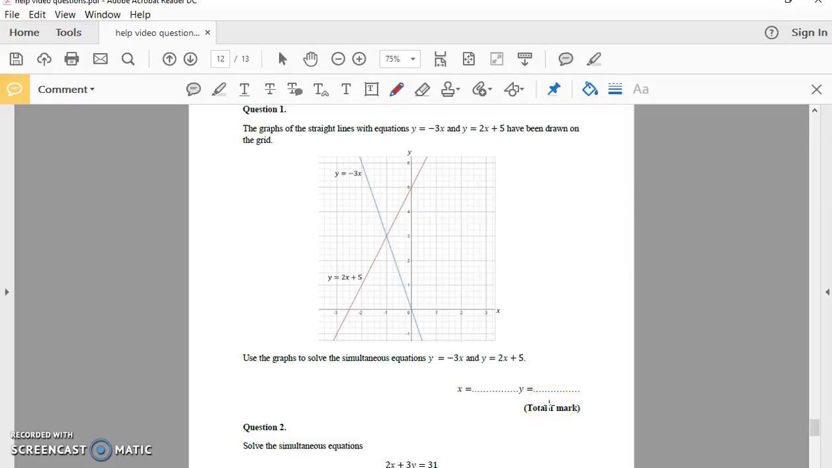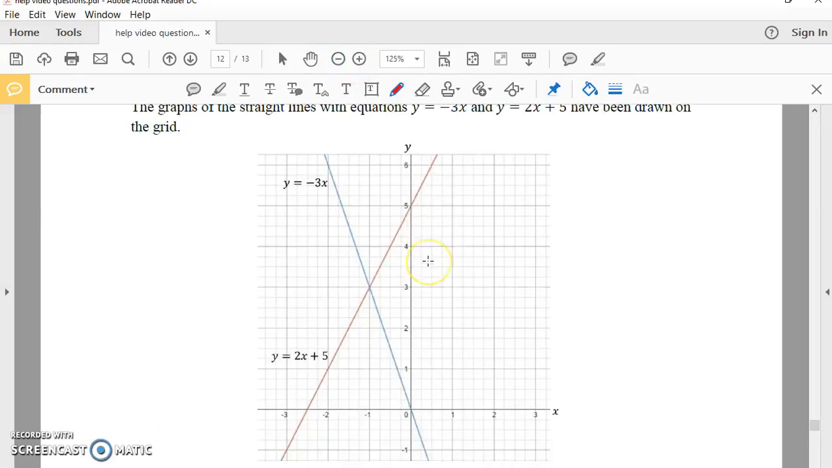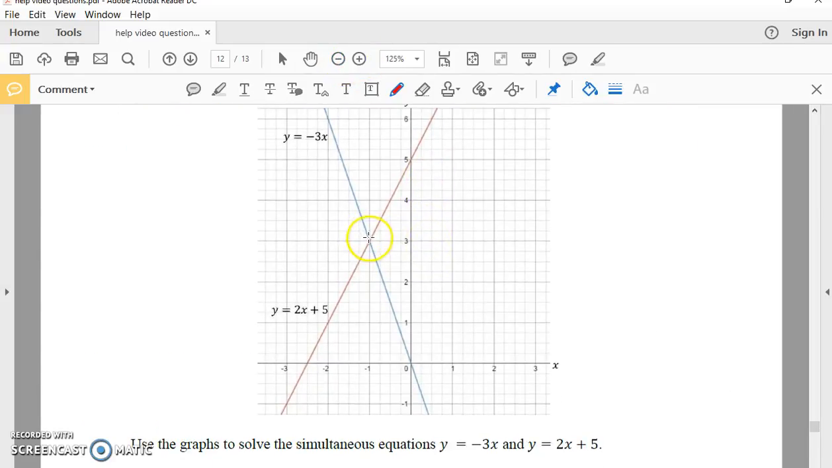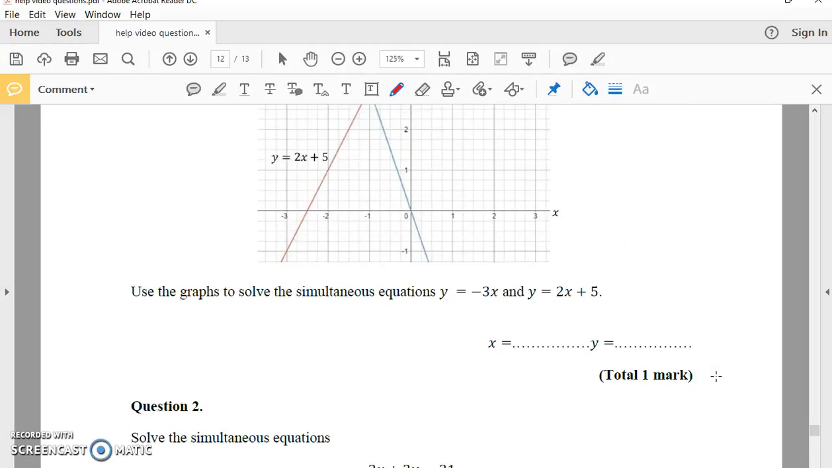Okay, so it's quite nice when we're given graphs to solve simultaneous equations. That's because the easiest way to solve it is actually just to identify the point of intersection. So in this case, our point of intersection is going to be x equals -1, y equals 3. And that's it, which is why it's worth one mark.